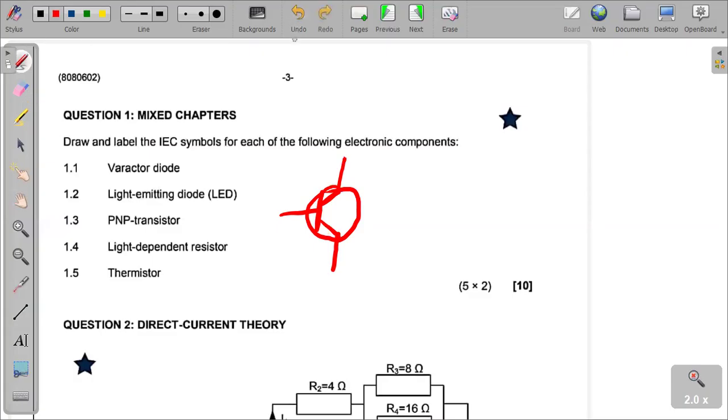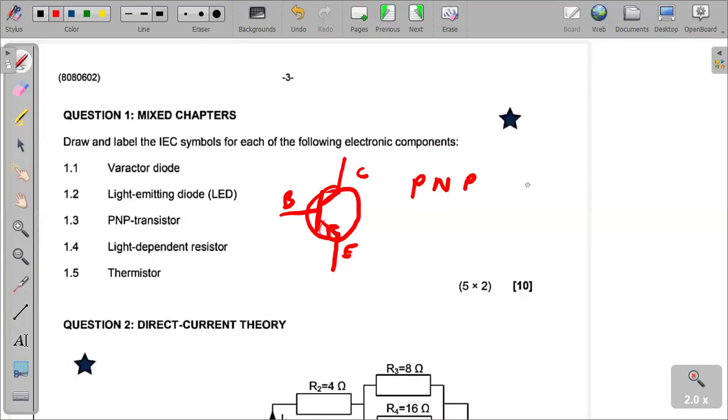There is the PNP. The arrow is pointing inwards. There is the base, there is the collector, there is the emitter. This is our diagram. So how best can you know that this is the PNP? For the NPN, it's not pointing inwards, it's pointing outwards. The same arrow here will be pointing outwards.